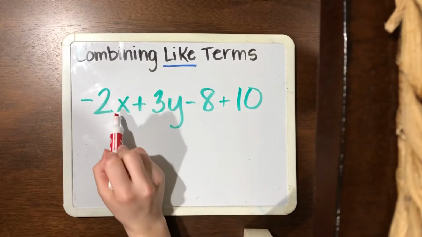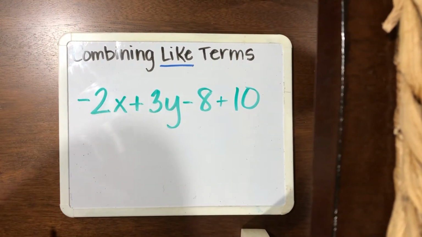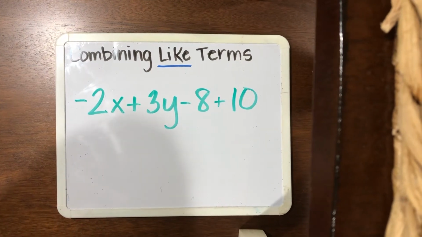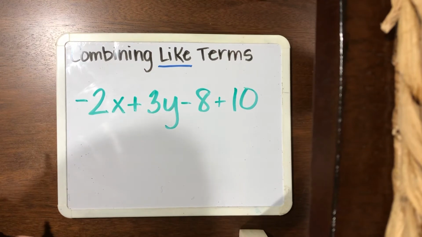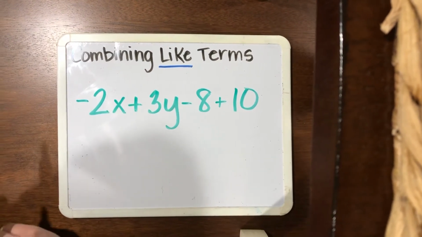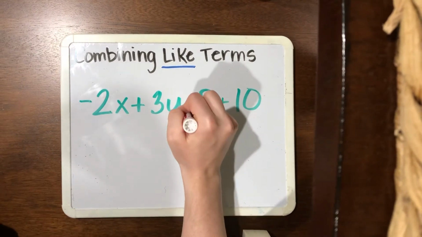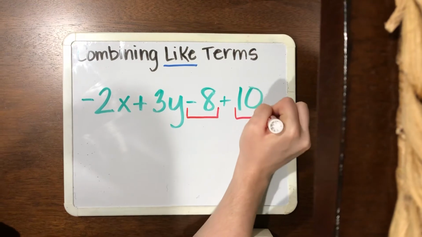So you might say, oh, Miss Wilcox, that's a variable and that's a variable. I can combine those together. You cannot combine things that do not have the same variable. So because that is an X and that's a Y, I cannot combine those. So I don't have any terms with variables that I can combine here. But I do have two constants. So I have a -8 and I have a +10.